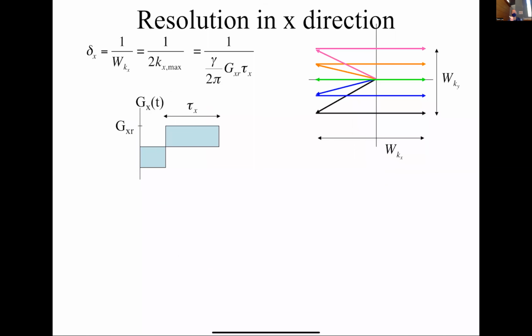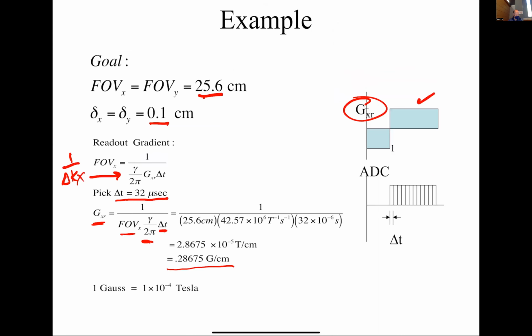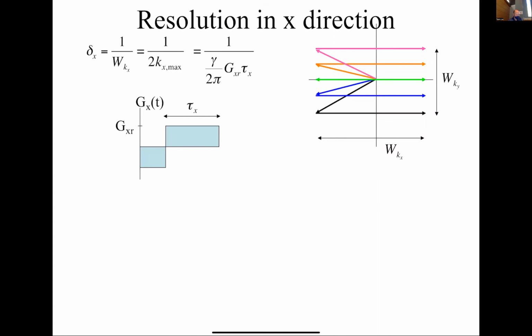So we figured out the delta kx. Now we have to figure out how far out do I need to go in kx, right? That's my resolution. So remember, we're given the resolution is 0.1 centimeters, right? So from that, we can solve directly for delta kx. We know delta kx is going to be 10 inverse centimeters, right? Now, what is delta kx? We also said that's 2 times kx max, right?